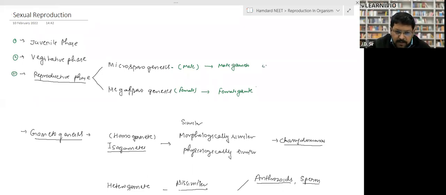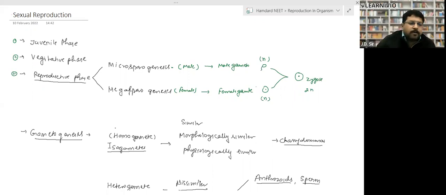This is the sperm and this is the egg. When they both fuse, the sperm is haploid, meaning a single set of chromosomes. The egg is haploid, a single set of chromosomes. When both fuse, formation of the zygote takes place, right? The zygote is diploid, meaning there will be two sets of chromosomes. So please start noting down sexual reproduction. Please feel free to ask me if you are not getting any point. Never hesitate.